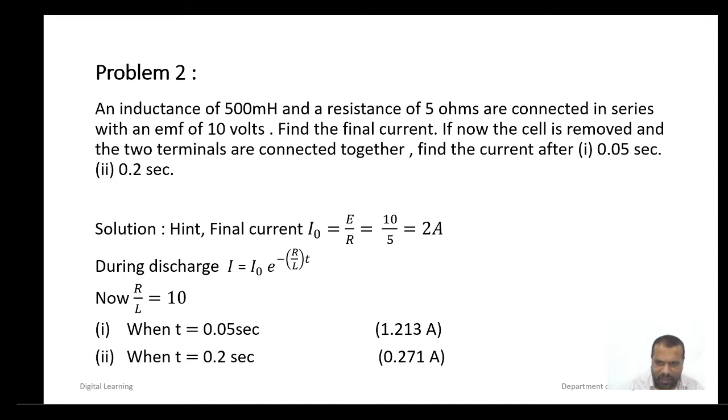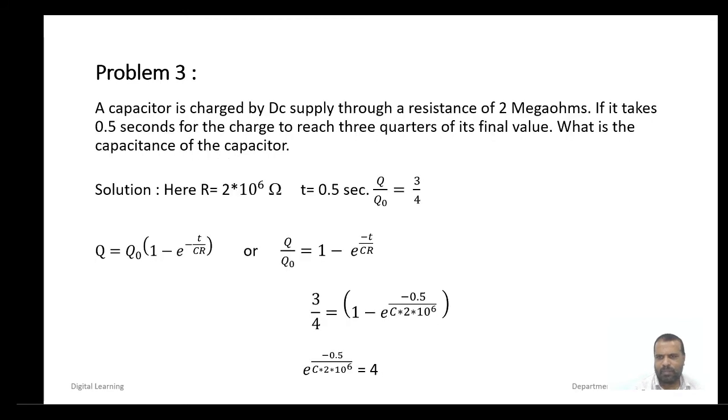Solution, or the hint. The final current I₀ = E/R = 10/5 = 2 amperes. During discharge, I = I₀ e^(−R/L·t). Now, R/L is equal to 10. By substituting the values in the equation, when t = 0.05 seconds, we get 1.213 amperes. When t = 0.2 seconds, it is 0.271 amperes.